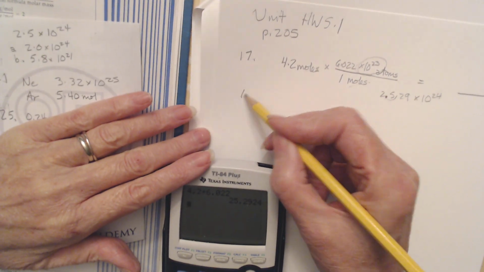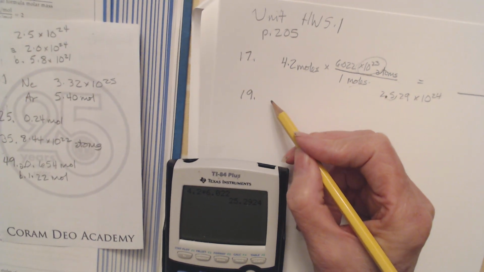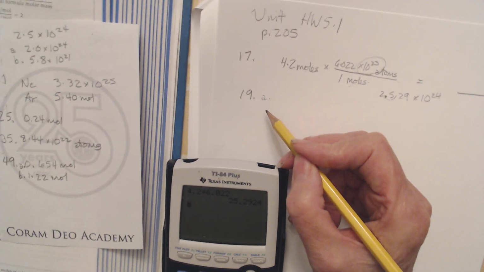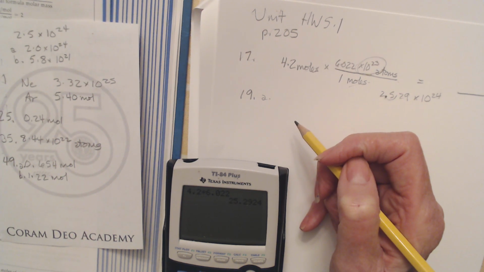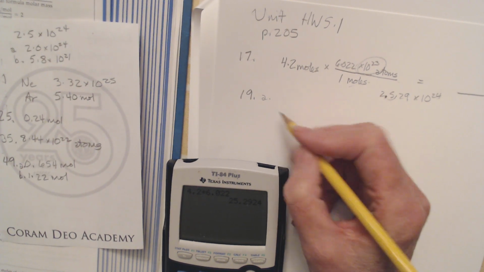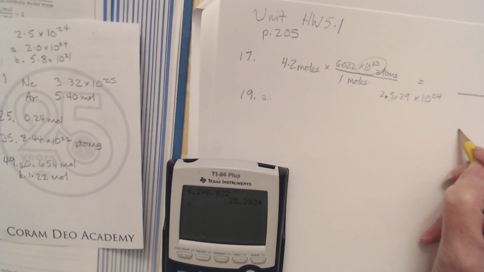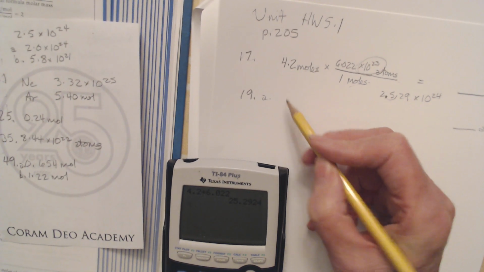Let's do 19. Oh, by the way, you need your periodic table. Did I happen to mention that? On 19, let's just do A and B. All right, so let's see about A. How many atoms are in each elemental sample? So I have 3.4 moles of copper. So how many atoms is the question? So once again, I've got blank atoms here for my answer.